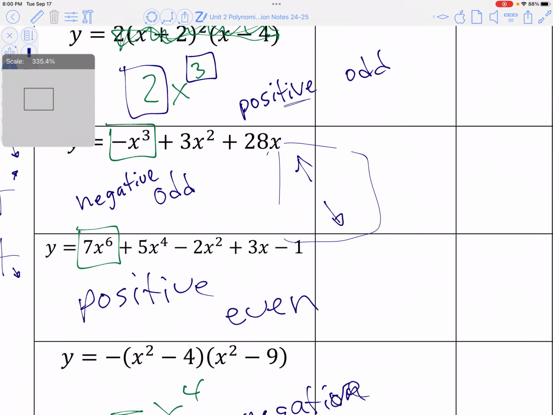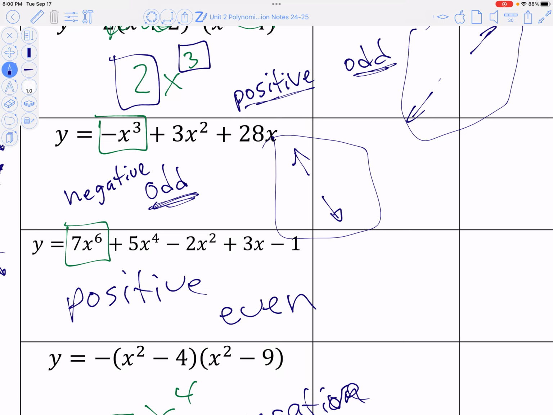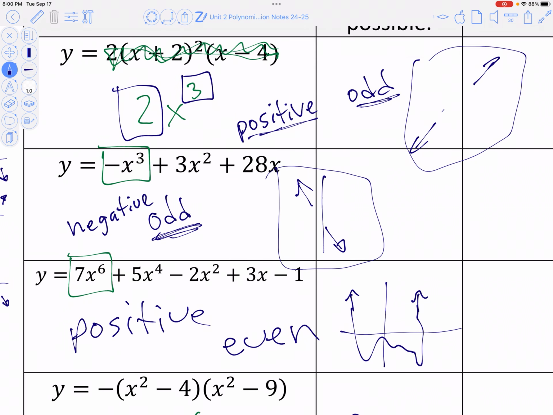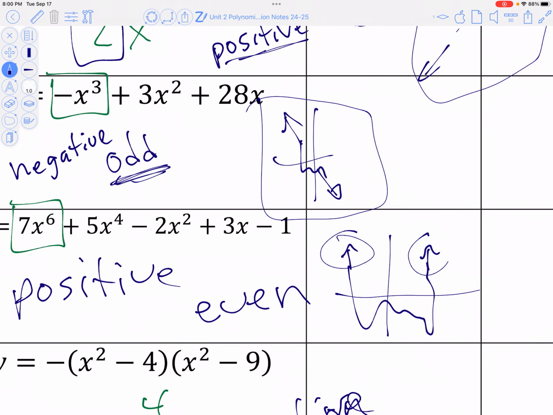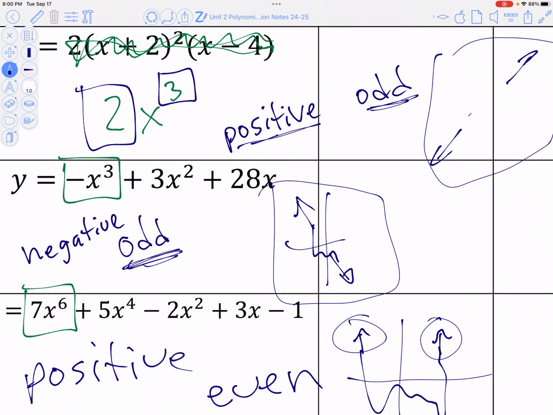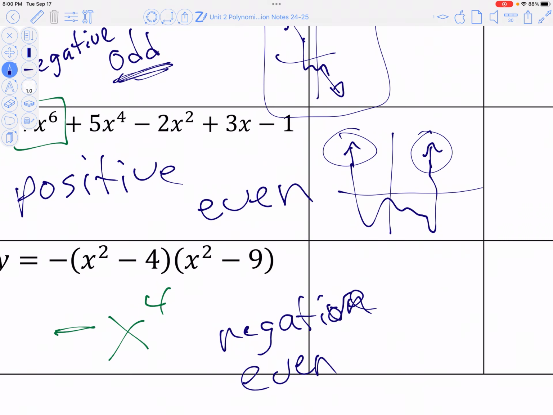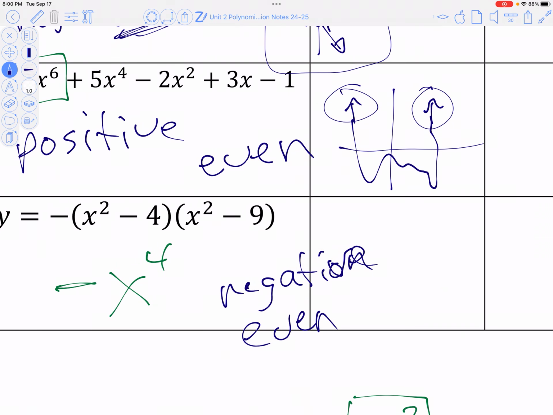This one is positive, but it's even, which means the ends will point in the same direction. Again, there's other stuff going on, but the ends, because it's even, will both be going up. Last year you did all x squareds, all quadratics. That was an even degree, so they all pointed up or down, all in the same direction. Odd is opposite. So positive even is both up. Negative even, you already know that, both down.